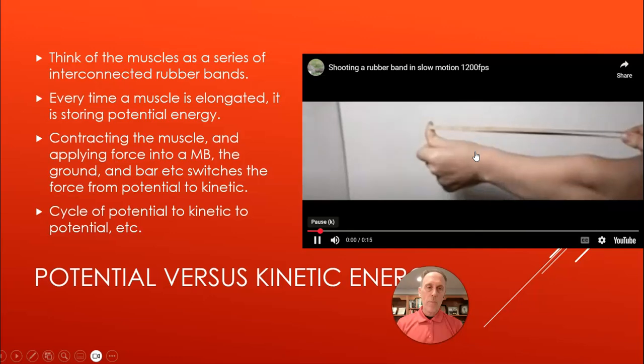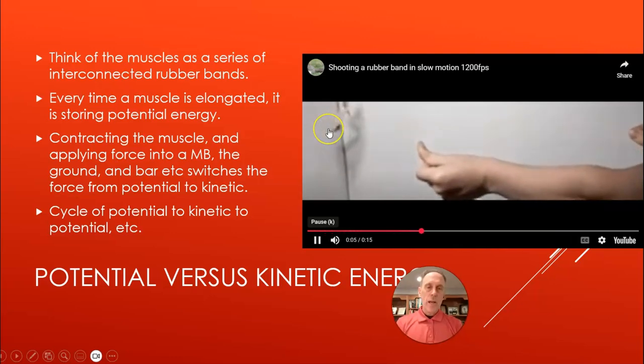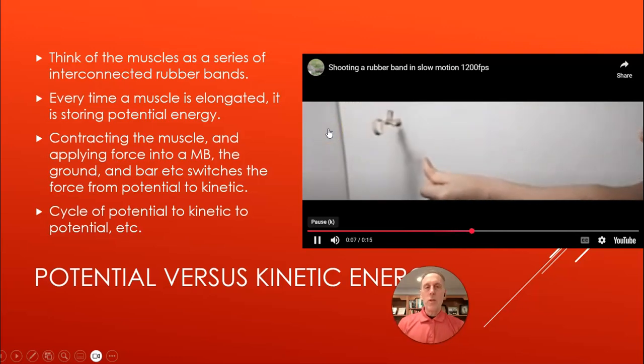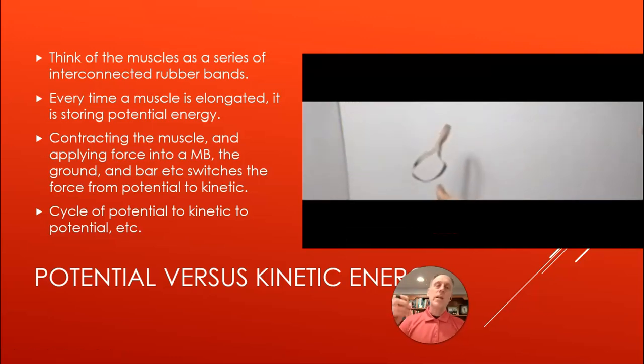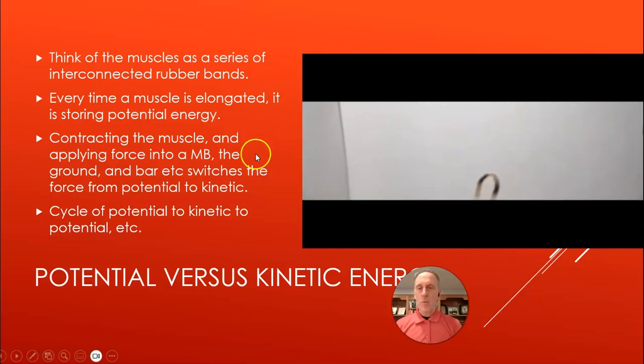And this is a slow-mo rubber band. Potential energy is stored up in the rubber band. You can see it, he lets go, boom, and that becomes kinetic. The potential energy that's stored is elastic and becomes kinetic when they release the rubber band.